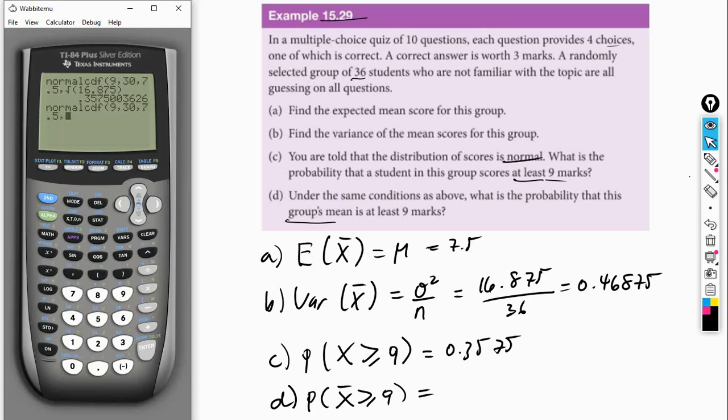But what changes is the standard deviation, because now the standard deviation is going to be the square root of the variance we found in part B, which is 0.46875. So we hit enter, and we're going to get 0.0142, or around 1.42% chance.